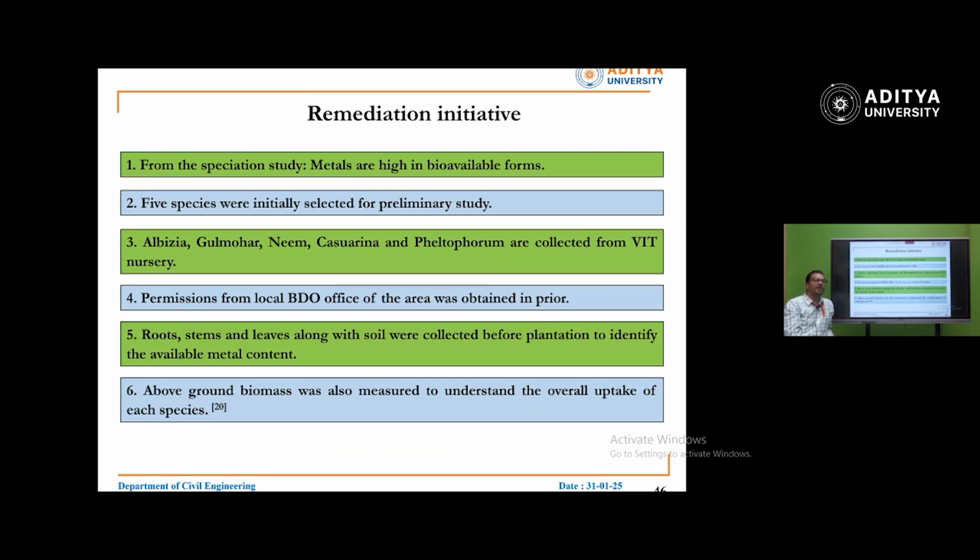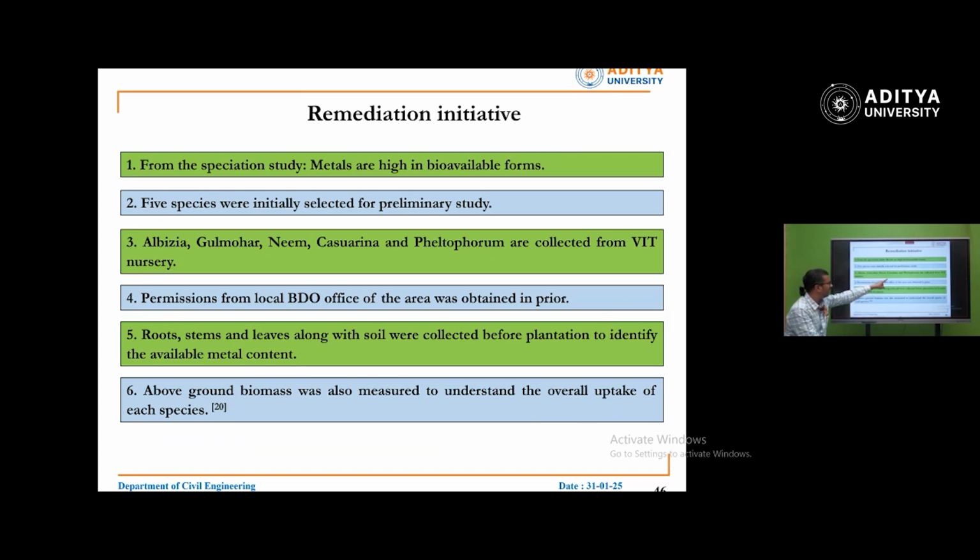So now we'll talk about remediation. How are we going to eliminate that contamination? I'll try to wind it up a little fast. As we have identified that metals are present in the bioavailable fractions, that means they are ready to leach out. Then we selected certain species which are able to accumulate those particular metals.